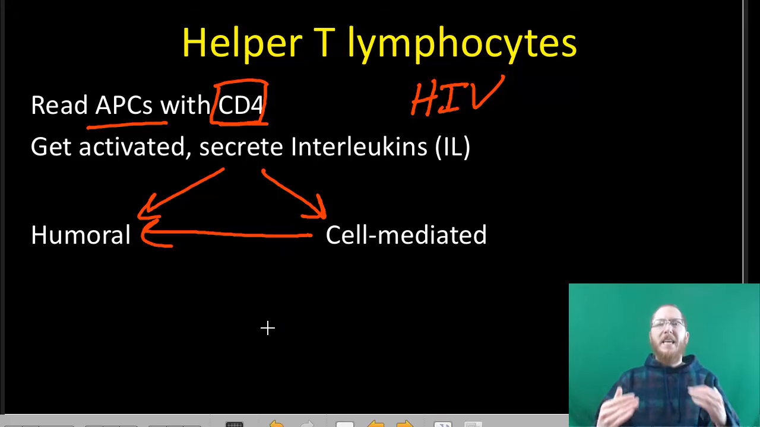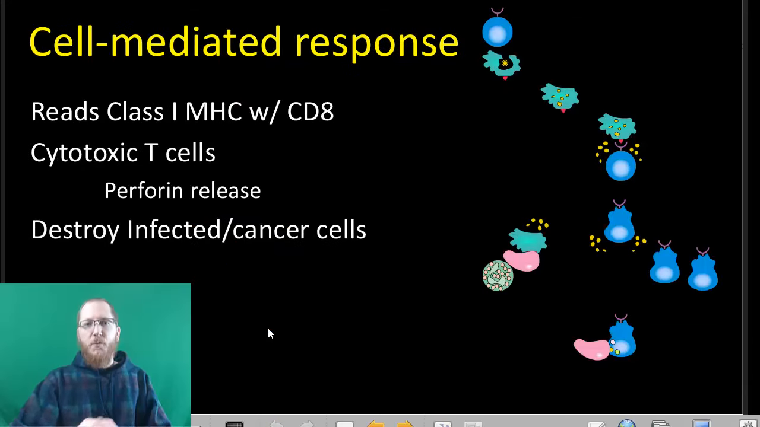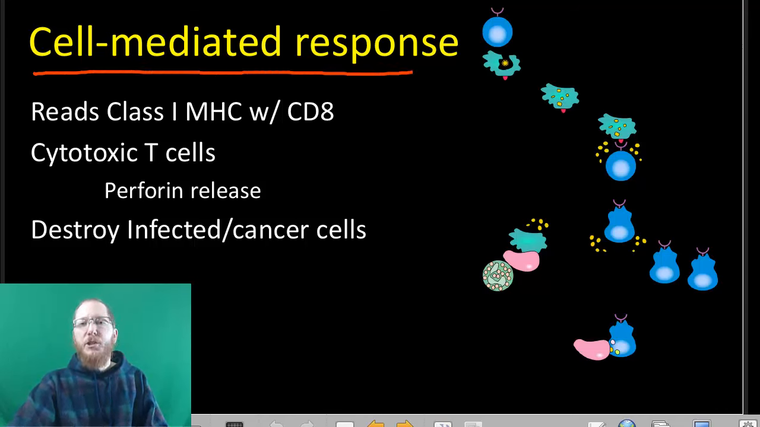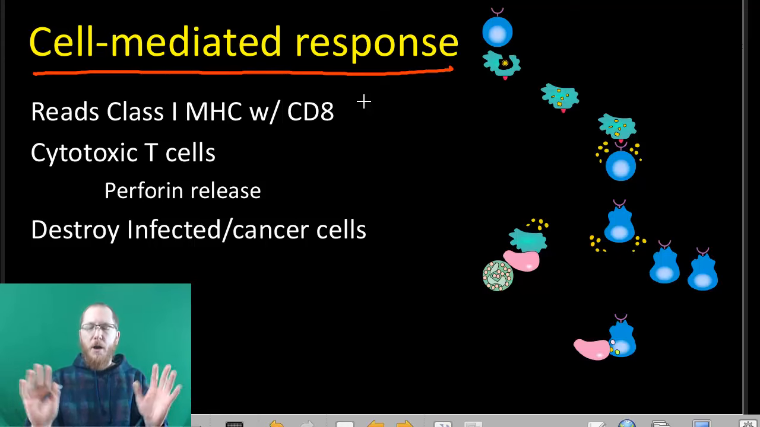So if we can't properly activate things, we can't properly fight things off. And so that's why HIV can become AIDS, acquired immunodeficiency syndrome, where your immune system's just not working. It's also why some people are kind of immune to it, because they have a modified CD4 protein, so HIV can't target them.